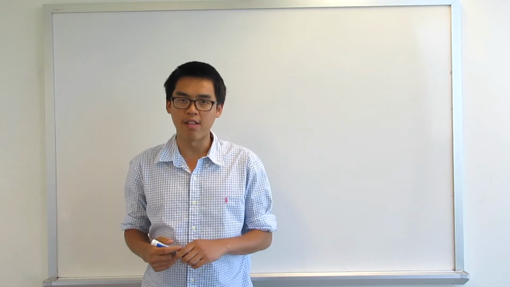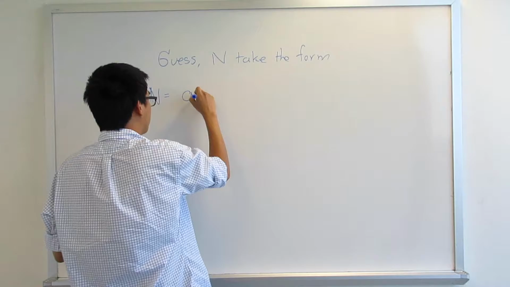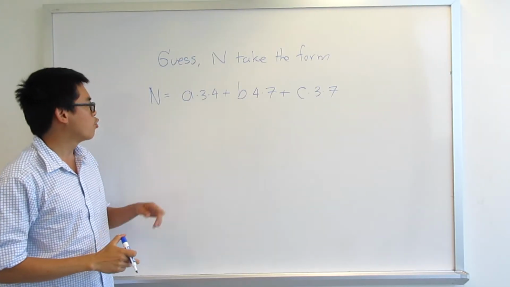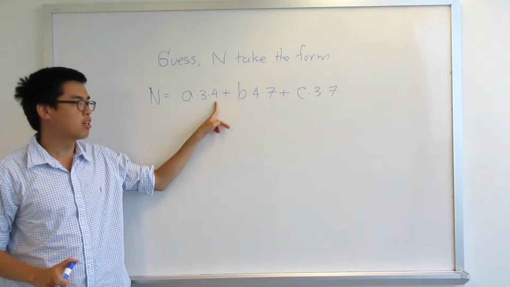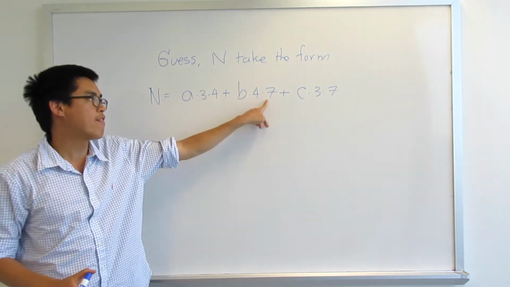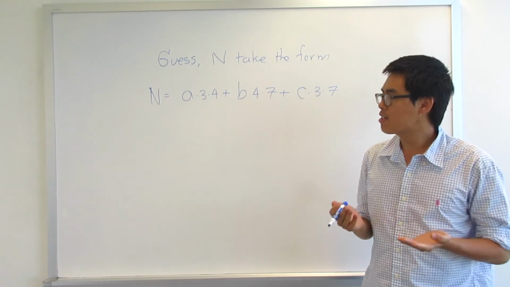And here is how we fix that. We guess the form of n to be like this. Alright, so it goes like this. You write n as a times 3 times 4, plus b times 4 times 7, plus c times 3 times 7. Alright, this is nice. Why is this nice?